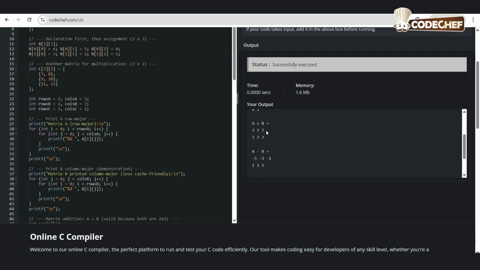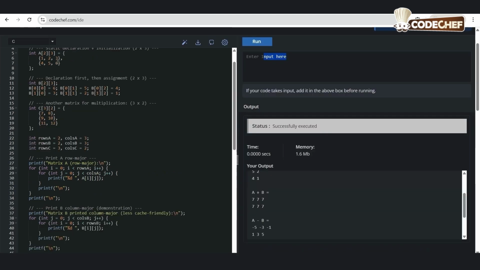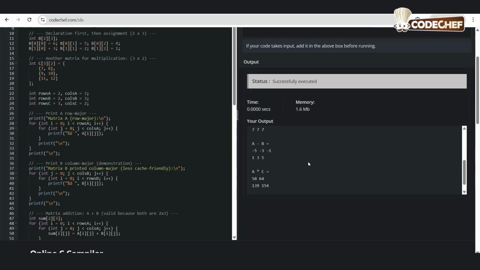Now matrix addition of A plus B. So element wise A plus B, we get 7 at each of the positions, because if you see A and B, 1 plus 6 gives us 7, 2 plus 5 gives us 7, 3 plus 4 gives us 7, and everywhere we get the answer of 7. Now matrix subtraction A minus B, element wise subtraction we have done, and these are the results. If you keep the matrices side by side, you will be able to understand.